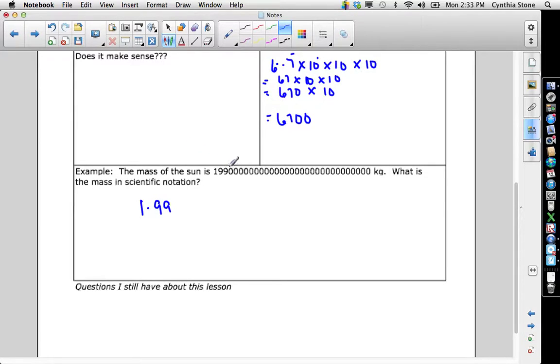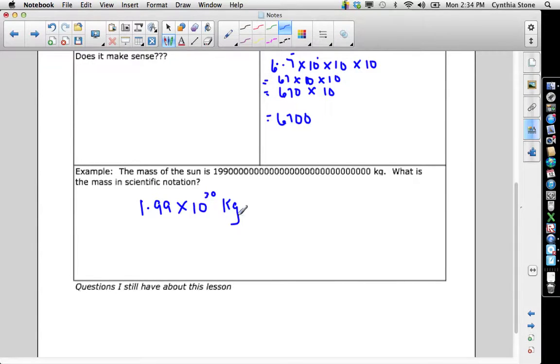1, 2, 3, 4, 5, 6, 7, 8, 9, 10, 11, 12, 13, 14, 15, 16, 17, 18, 19, 20. 1, 2, 3, 4, 5, 6, 7, 8, 9, 30, 31. It's 31. So times 10, not to the 31, because you have to do the number of digits subtract 1, so times 10 to the 30. Okay? And that's how you do it.